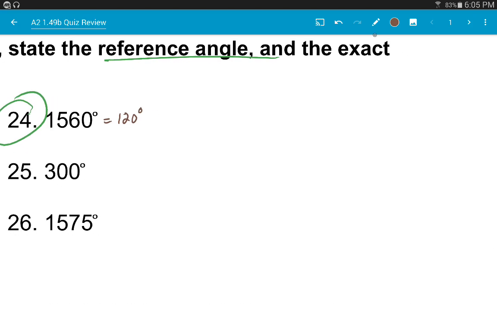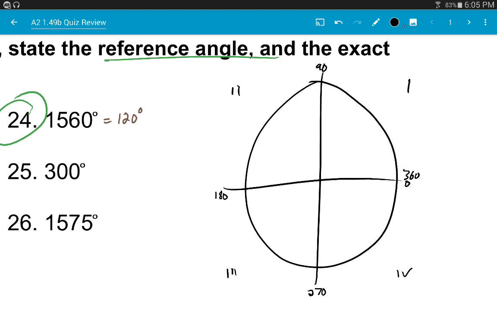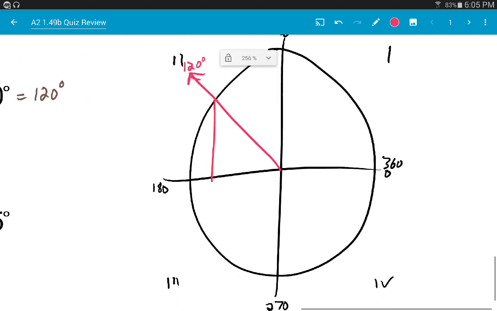That's great. Here's my diagram. Quadrant 1, 2, 3, and 4. This is 0, 90, 180, 270, and 0 and 360 are the same line. Don't forget my circle. 120 degrees is going to be here because it's between 90 and 180. Drop my line down. This is a 120 degree angle.